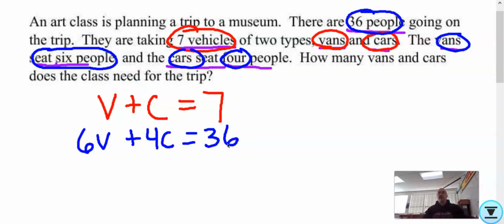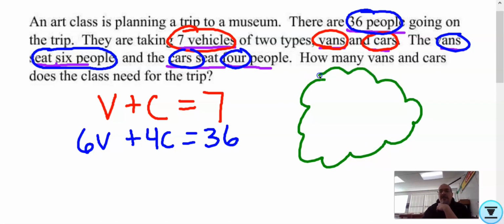I've got my 2 equations, but I can't eliminate by just adding them. So let's see. I've got to do my little thinking here. First of all, I've got to decide, do I want to get rid of V or C? Doesn't matter. If I do it right, I'm going to get the right answer. I'm going to get rid of C. I think I'm going to get rid of the cars.